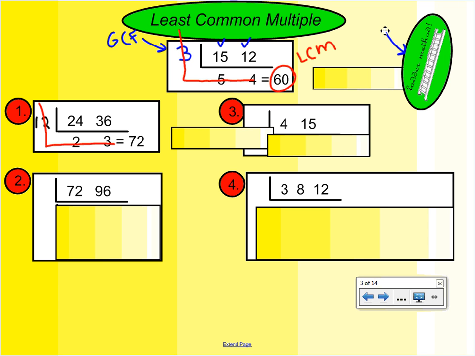You might have started with a number different than 12, and that's okay. You could have started with 3, or maybe you started with 4. But no matter how you started, you're still going to end up with the same least common multiple.